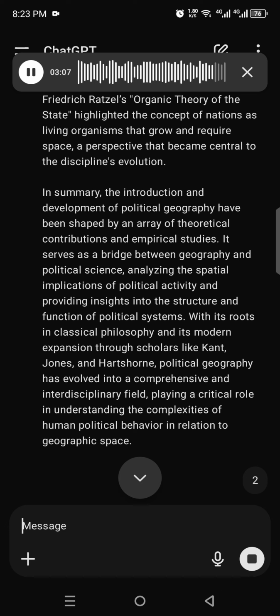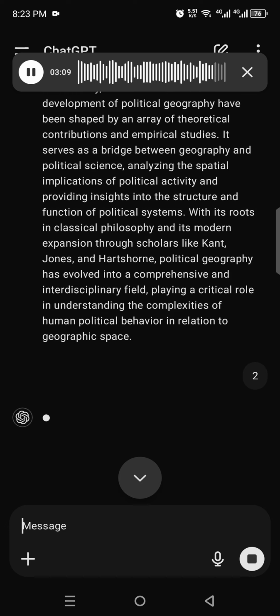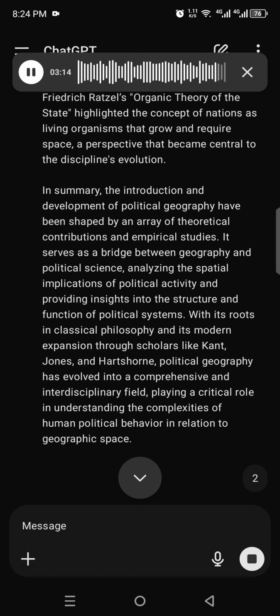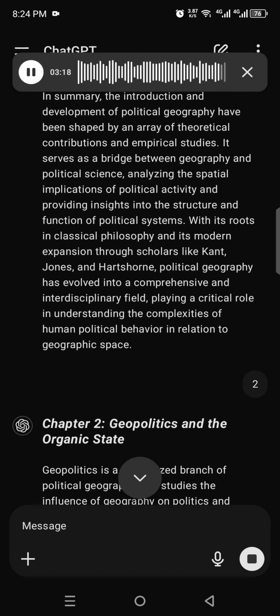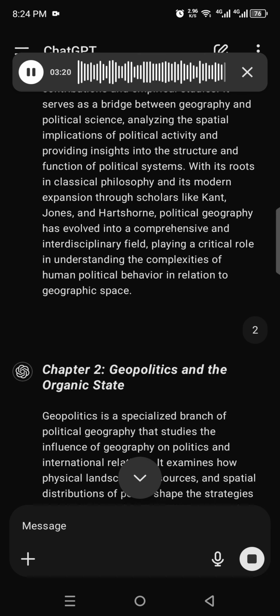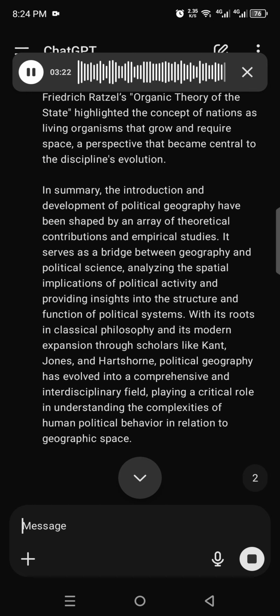With its roots in classical philosophy and its modern expansion through scholars like Kant, Jones, and Hartshorne, political geography has evolved into a comprehensive and interdisciplinary field, playing a critical role in understanding the complexities of human political behavior in relation to geographic space.